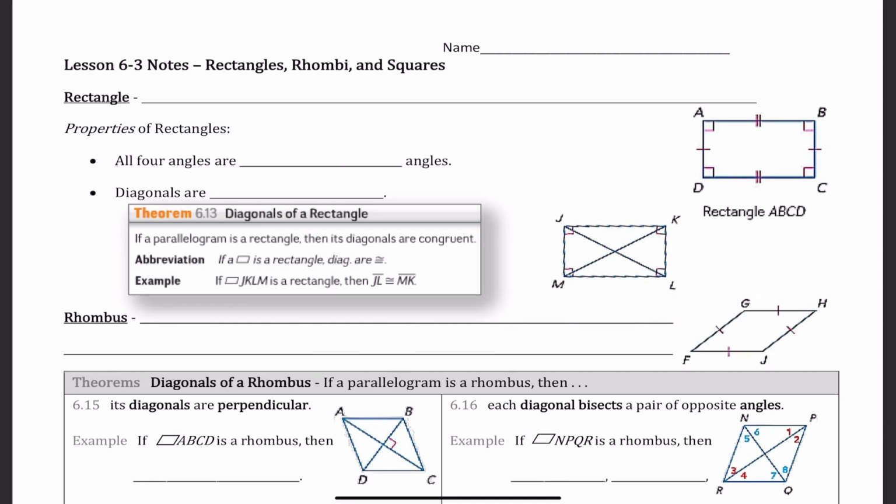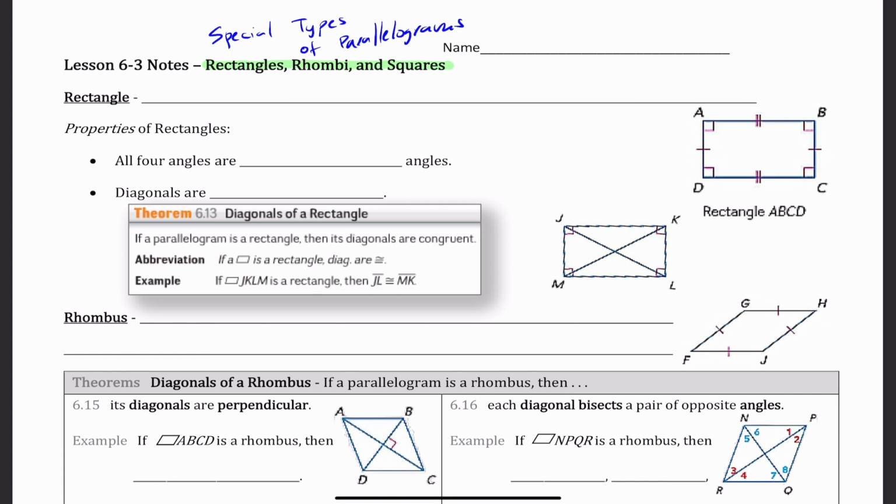Alrighty, let's go ahead and discuss Lesson 6.3 notes: rectangles, rhombi, and squares. These figures, what we're dealing with today, are special types of parallelograms. If these things are parallelograms, first we have to understand what parallelograms are. Parallelograms, remember, are quadrilaterals with two pairs of parallel sides.